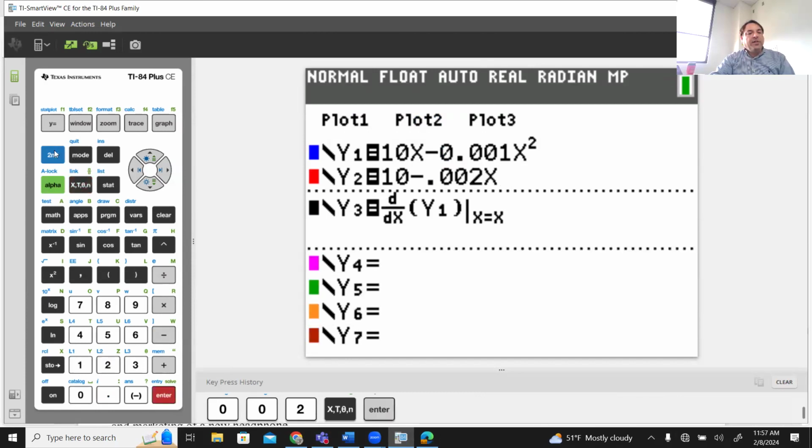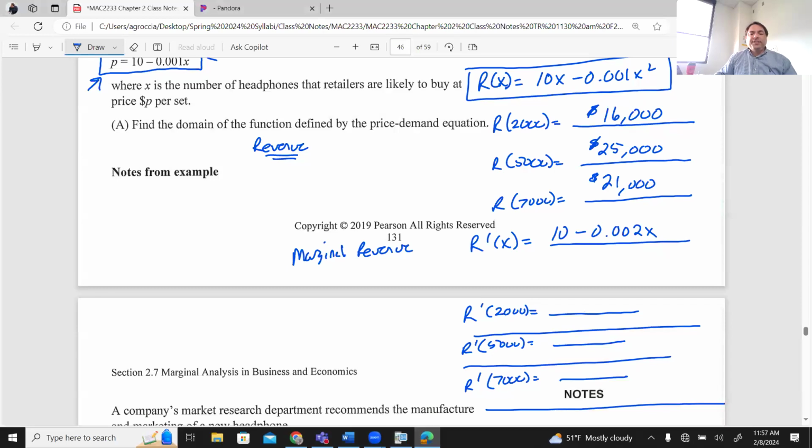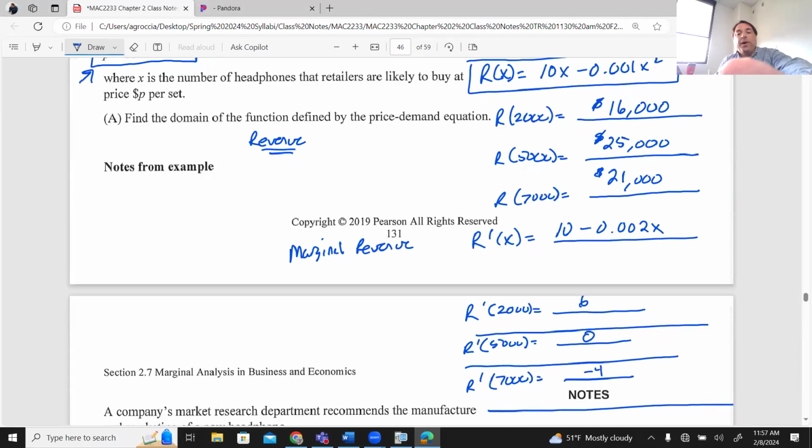Go to the table, second graph, and y2 and y3 match. That makes me feel pretty good. And I get 6, 0, -4. Okay. 6, 0, -4. This is where we're going to pause.